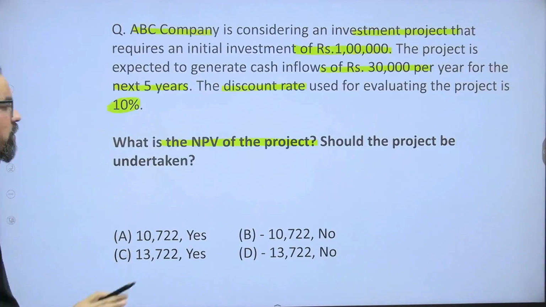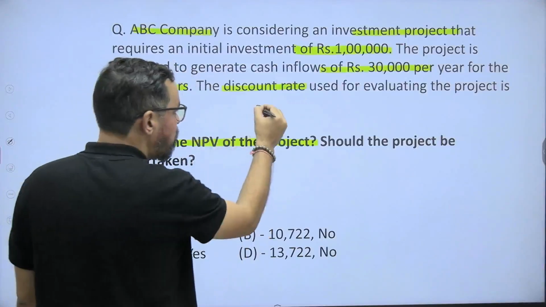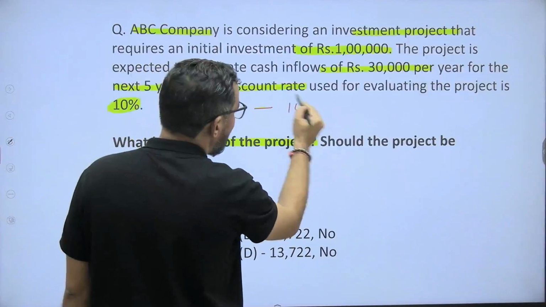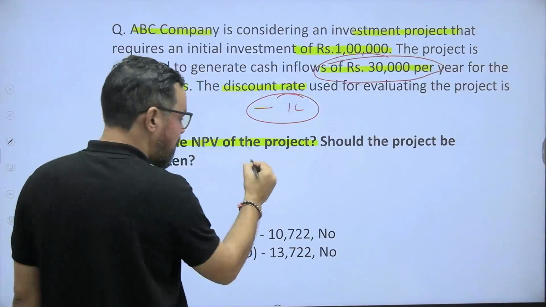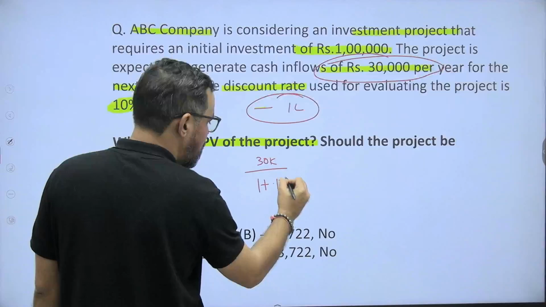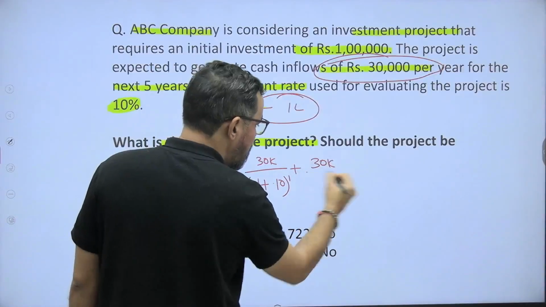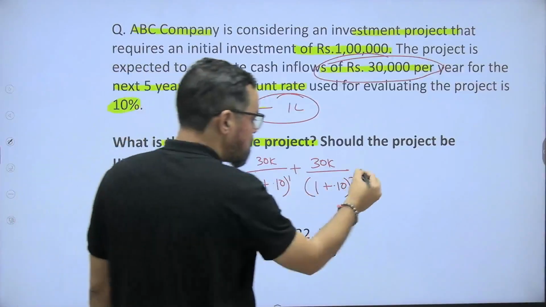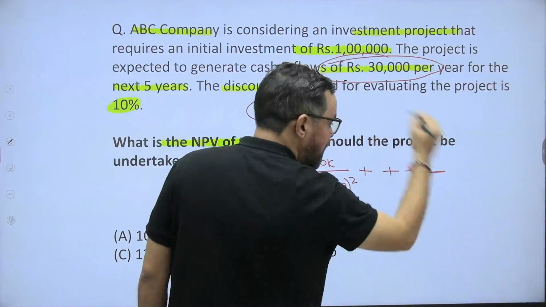I hope now you will be able to solve this. So your outflow is how much? Your outflow is 1 lakh, and you are getting an inflow of 30,000 per year for 5 years. So that means 30,000 divided by 1 plus R, 0.10, to the power 1. Similarly plus 30,000 divided by 1 plus 0.10 to the power 2. Every year you are getting 30,000, third year, fourth year, 5 years, minus the initial investment, that is 1 lakh. Okay?